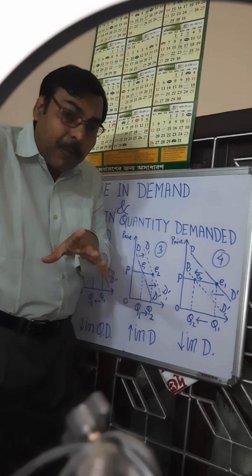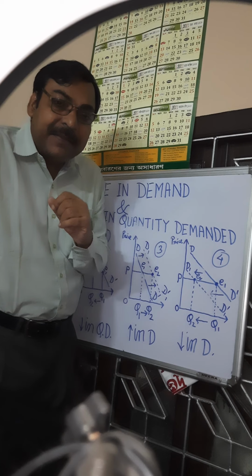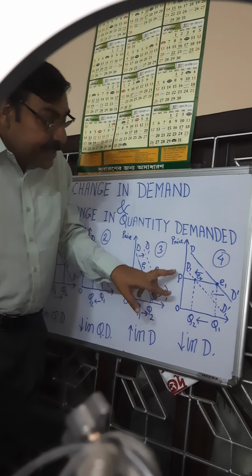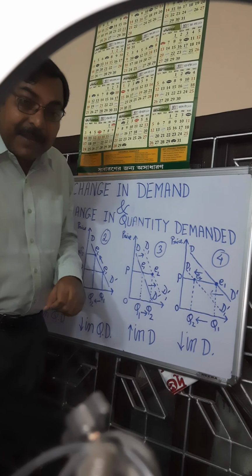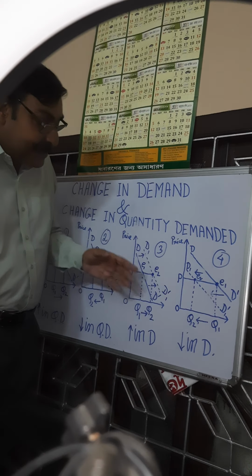So when demand falls due to other factors, not due to price, it is a decrease in demand. Demand falls due to other factors, price is fixed: decrease in demand. Demand rises due to other factors, price is fixed: increase in demand.